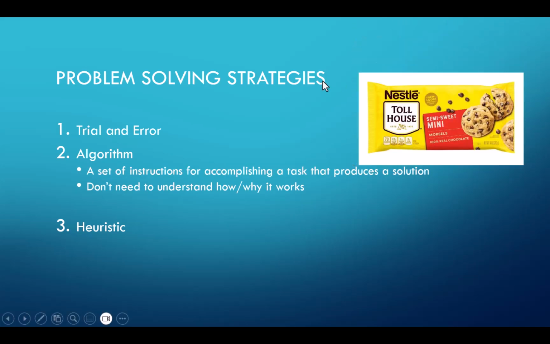So an algorithm is going to be a set of instructions for accomplishing a task that produces a given solution. And you don't need to understand how it works or why it works. So let's say you use a tried and tested recipe. My favorite recipe is on the back of a Toll House chocolate chip cookie bag. And you don't need to understand why you add a certain amount of baking soda, or why you add so much flour, or why the salt or the butter should be at room temperature. You don't need to understand all that. You just need to follow the instructions, mix it together how it says, put it in the oven, and you should get good chocolate chip cookies.